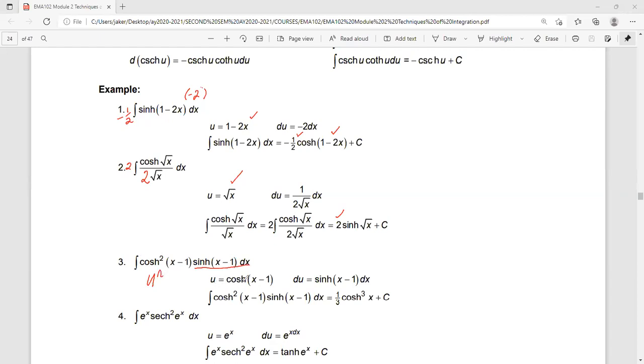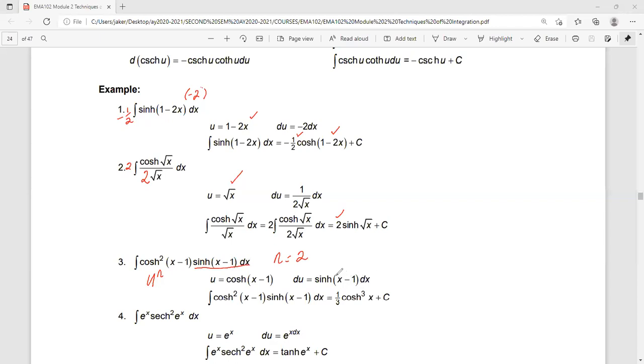Your u is the hyperbolic cosine of quantity x minus 1. And in this case, your n is equal to 2. You're allowed to use power rule in this case as long as the derivative of the u is in here. So in that case, it's in here. It's the hyperbolic sine of x minus 1 dx.